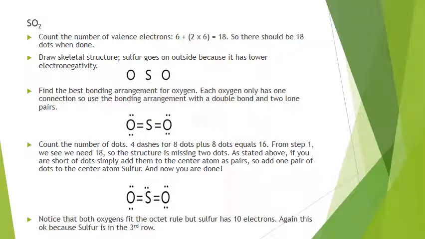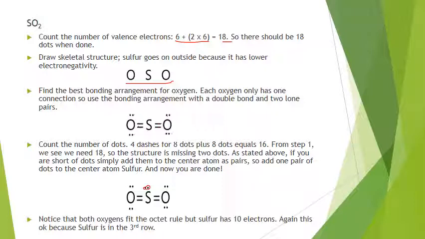Alright, so let's look at SO2. The number of valence electrons is 6 plus 2 times 6, which is 18. So there has to be 18 dots. Put sulfur in the middle. Give oxygen its number of bonds and lone pairs. So we're going to use the oxygen with double bonds. Okay, count the number of dots: 1, 2, 3, 4, 5, 6, 7, 8, 9, 10, 11, 12, 13, 14, 15, 16. We're short 2. The 2 extra go in the middle.